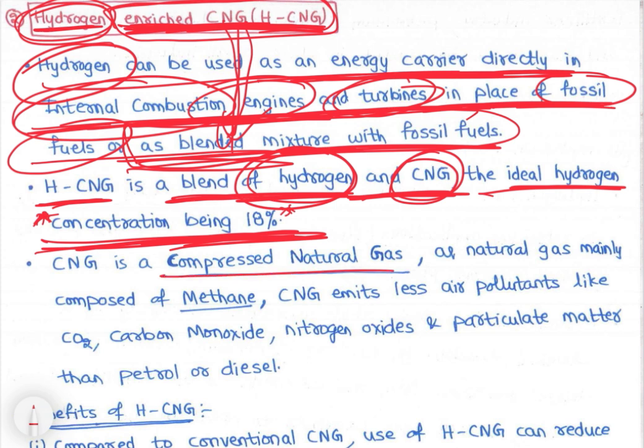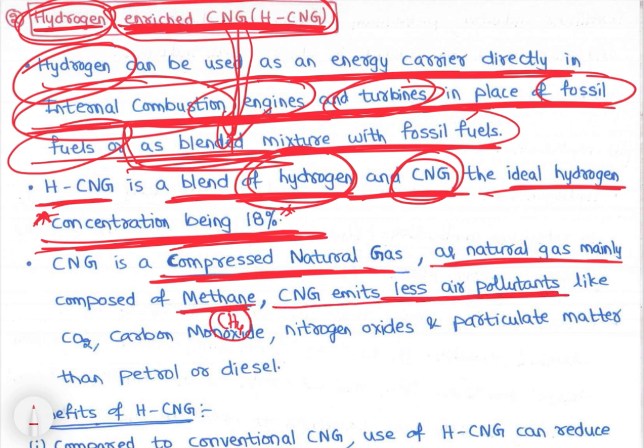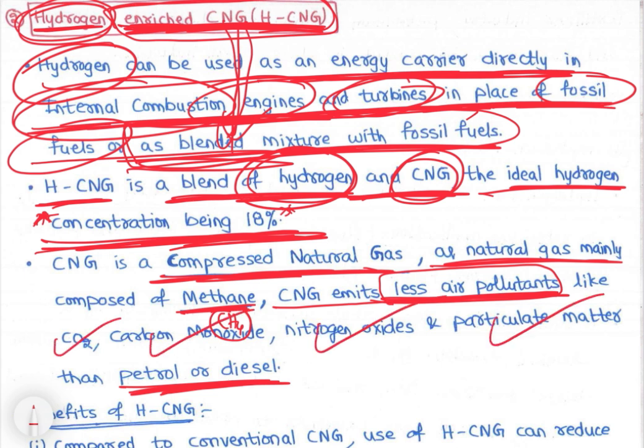So CNG is compressed natural gas, a natural gas mainly composed of methane, that is CH4, right? CNG emits less air pollutants if we compare with petrol and diesel vehicles, like CO2, carbon monoxide, nitrogen oxides, and particulate matter. And when we mix it with hydrogen, it further reduces.